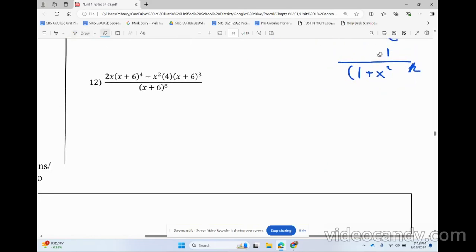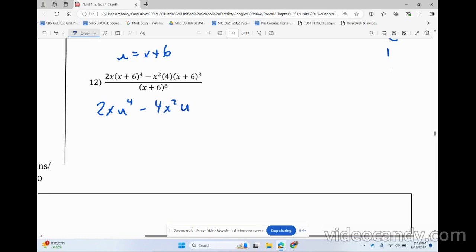All right, next up, let's do number 12. So this one I would use that u substitution again. I would let u equal x plus 6. So we get 2x u to the 4th minus, I would rewrite that as 4x squared u to the 3rd, over u to the 8th.